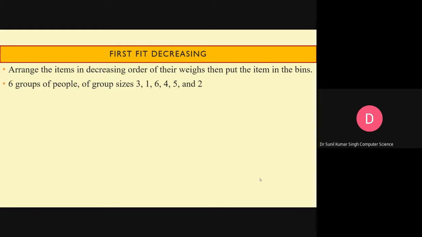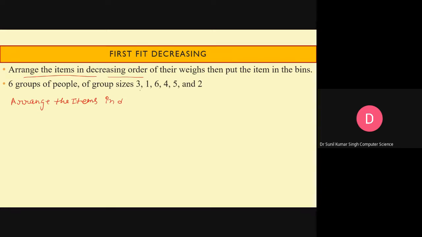For applying this algorithm, first fit decreasing, what we have to do first is arrange the items in decreasing order. It is written here already: arrange the items in decreasing order of their weights and then put the items into the bins.